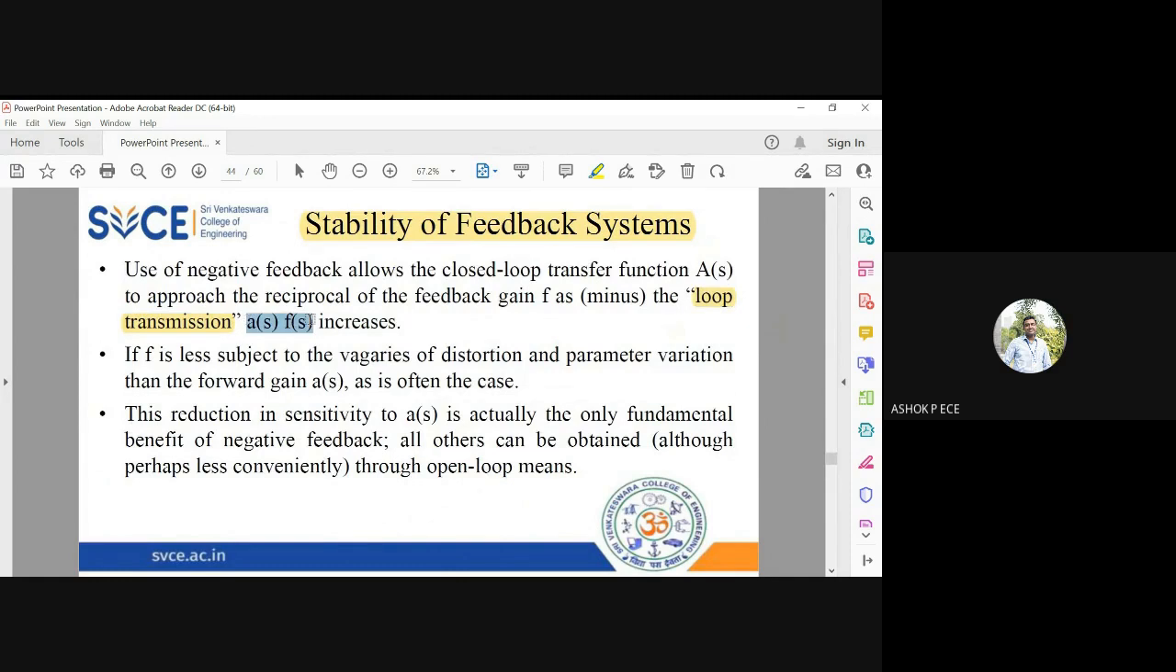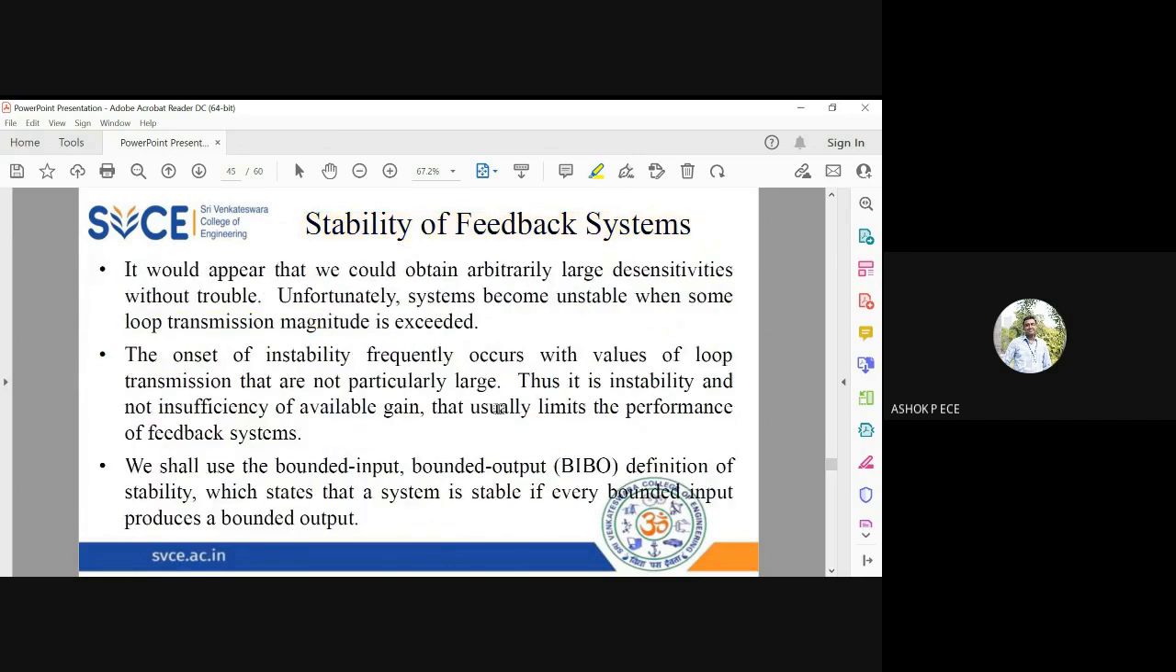A of S into F of S, S being the Laplace transform. So A of S into F of S, which is A of t into F of t in the time domain. In Laplace, you call it A of S into F of S. A of S is going to be the amplifier transfer function. F of S is going to be the transfer function of your feedback amplifier.